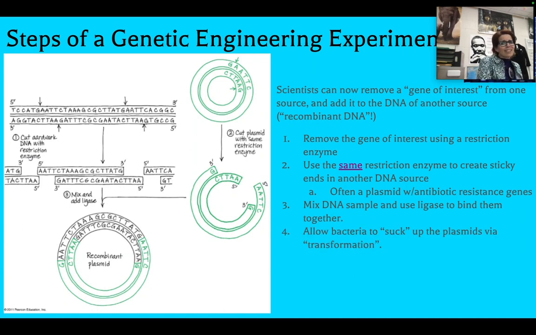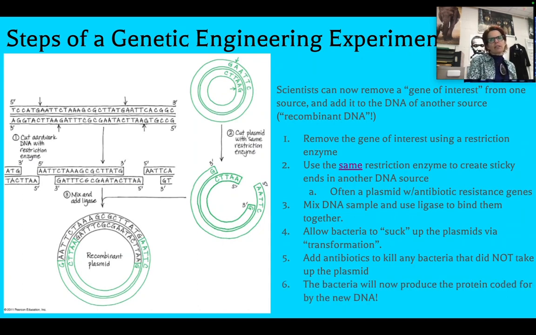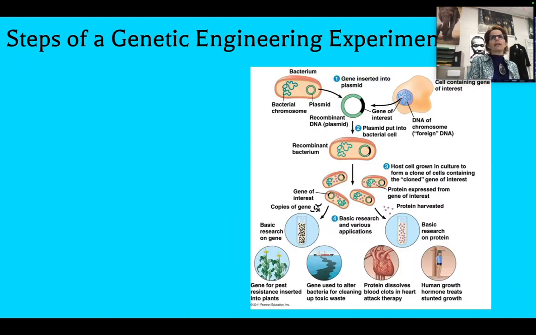And then you mix them together, and you give the bacteria time to suck them up, and the bacteria become transformed when they suck up the new plasmids. Use antibiotics to kill any bacteria that did not take up the plasmid, and now the bacteria are going to produce the protein that you're interested in. And you can just basically milk the bacteria for the protein that you're trying to get out of it.